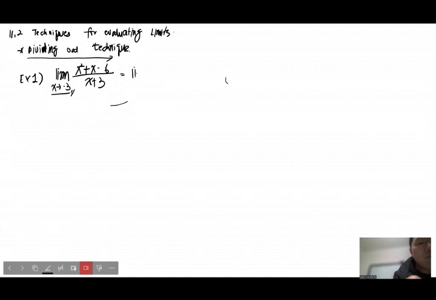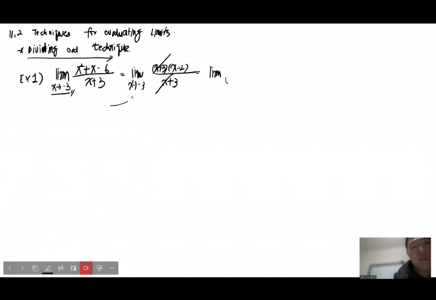If you factor the numerator, it should be x plus 3 times x minus 2. And there's the same type of term in the denominator too. So x plus 3 can be canceled out of the numerator and denominator, because it appears in both the numerator and denominator.